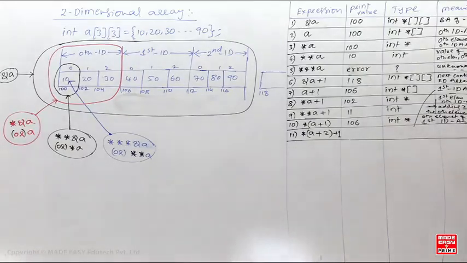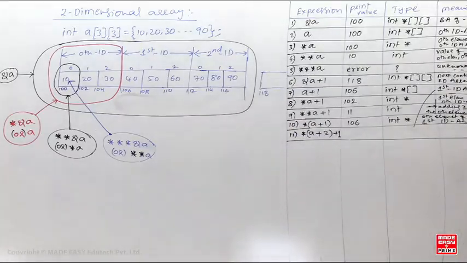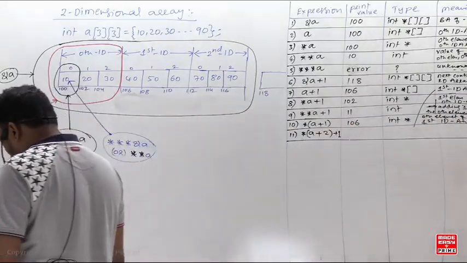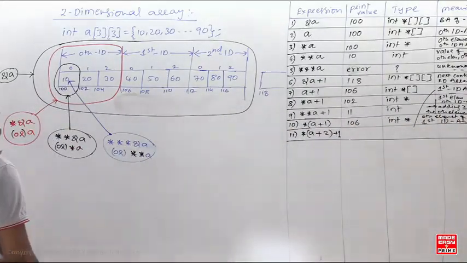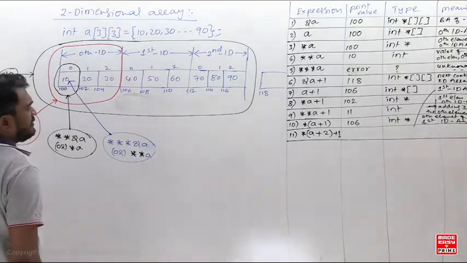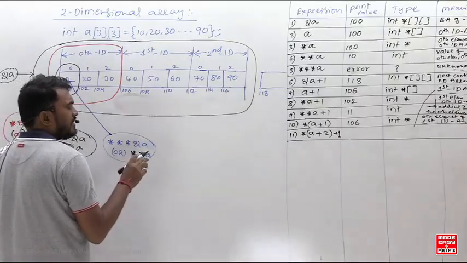If you get confused, you will get confused. So don't confuse. A plus 2 whole star plus 1. Very good. So understand here, okay? Understand very carefully. So a plus 2 whole star plus 1.